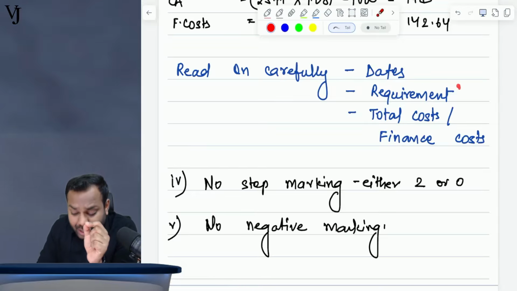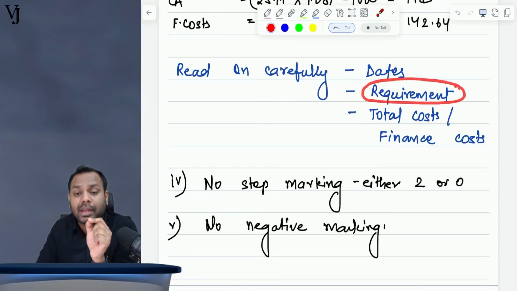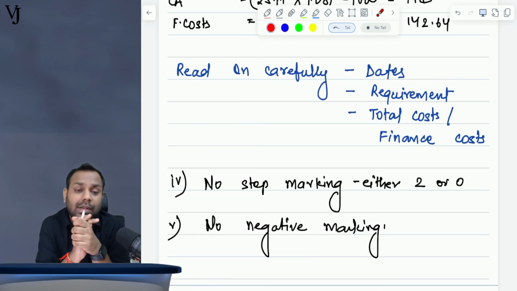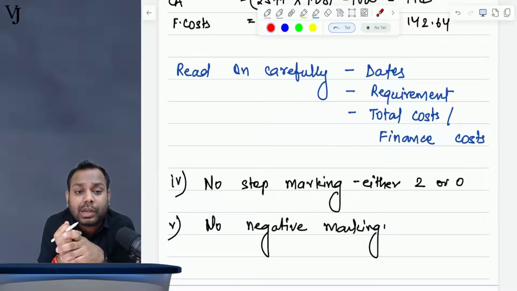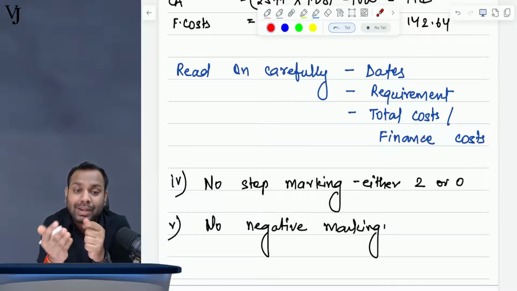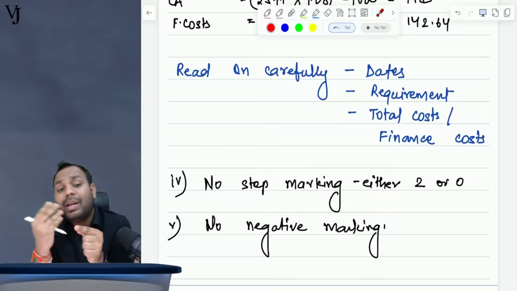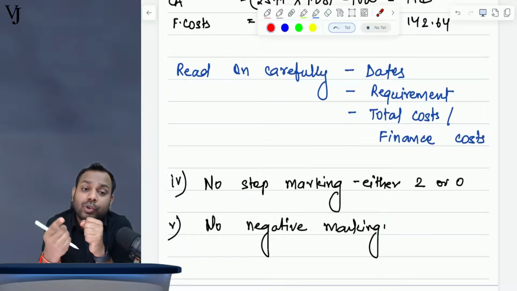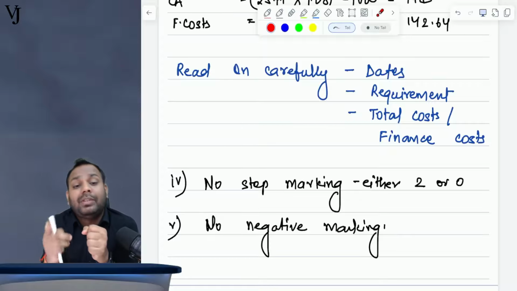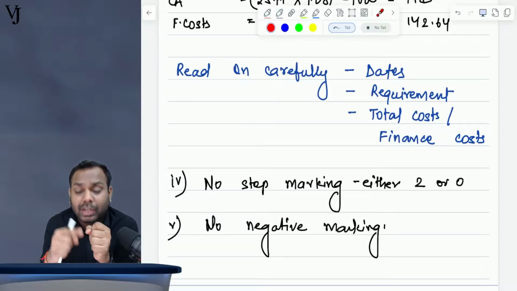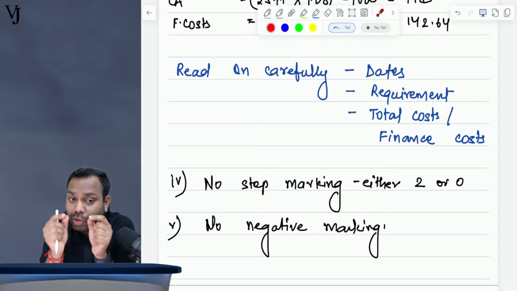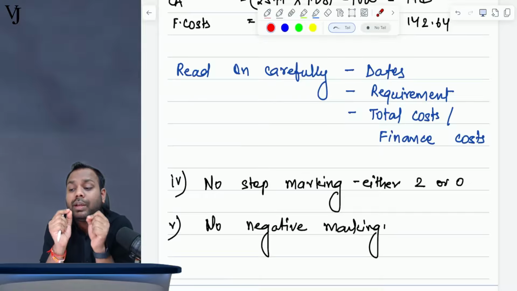Read the requirement carefully. Many a times, let's suppose in a question of lease, the question says what is the total cost relating to ROU. Then we have to give finance cost plus depreciation both. If the question says what is the depreciation, then we have to give only depreciation. If the question says give finance cost, then we have to give only finance cost. So read the question carefully.